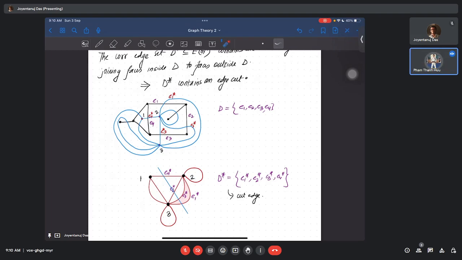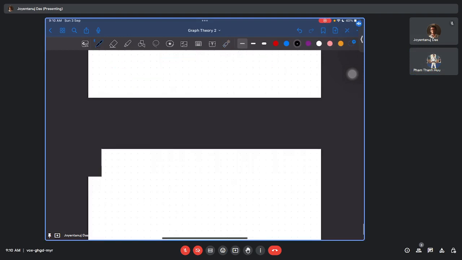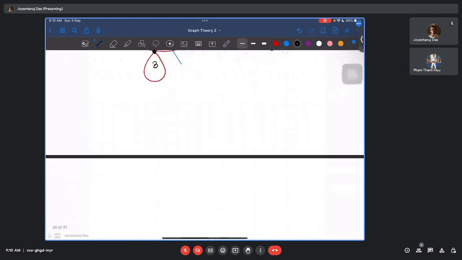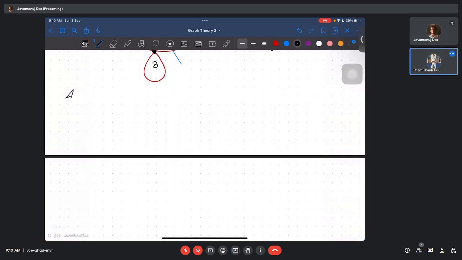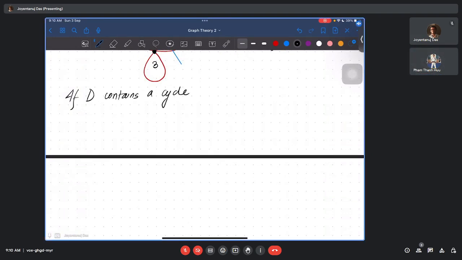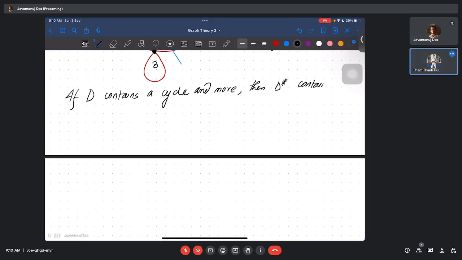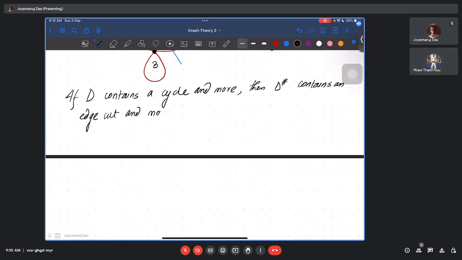Okay, so let us continue with the book. The example I think is fine. Now if the original set D contains a cycle and more, so it has some more edges than a cycle, then D star contains an edge cut and more. It will have an edge cut and a few more edges.